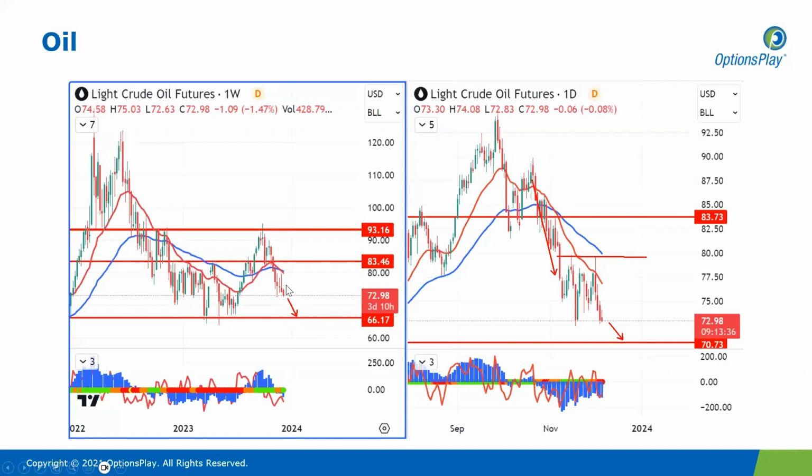66 level. And the big reason for this, it was actually quite difficult to find the reason why oil is declining. But even though there are supply cuts, which usually increase oil price, it's just the fact that markets are expecting lower global demand, especially for next year. So that is why we are seeing oil prices continuing to decline.